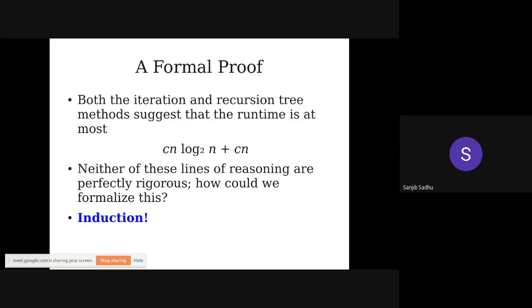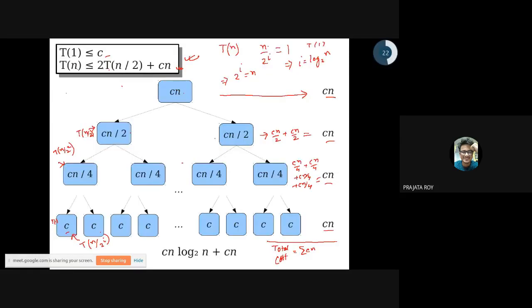Now, one question, sir. Yeah. Sir, if you are adding Cn log n times, why is there the extra Cn, sir? Is it for the first, the topmost one, sir? This is n by 2 to the power 1. Actually, this is n by 2 to the power 0. You check it. Got it. 0 to i plus 1.